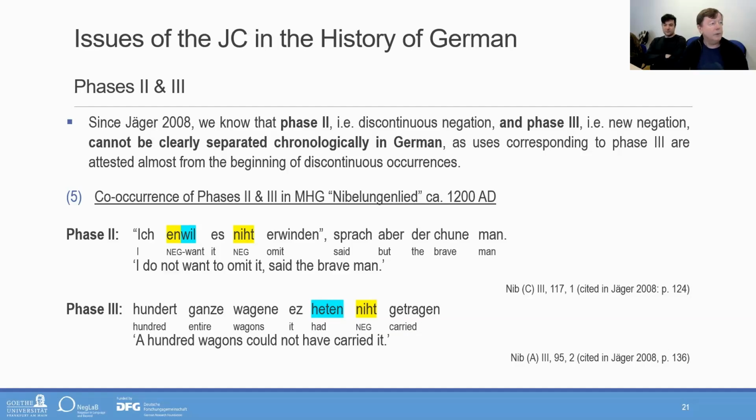Here are examples from the Nibelungenlied, where both constructions occur. We have sentences negated by the bipartite negation. Ich will es nicht erwinden. With n and nicht as negators, but we have also sentences where the only negator is nicht, corresponding to phase 3. And that means that phase 2 and phase 3 both occur in the same text.